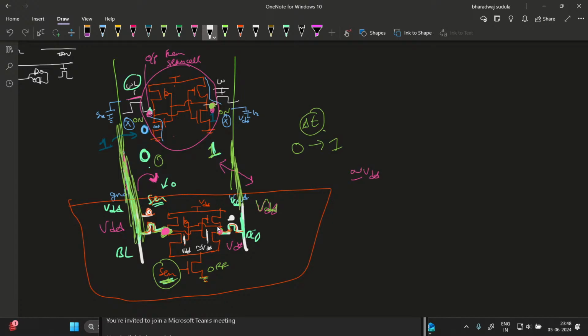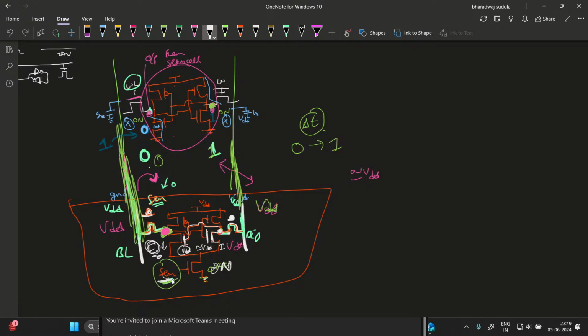Like this is back to back connected. This node is VDD and it is connected this way. So this NMOS current is very high because its gate voltage is VDD, and this NMOS current is comparatively low than this one because its gate voltage is not VDD, it is close to VDD. Since this sense enable is 1, it is connected to ground, right? Now it is on.